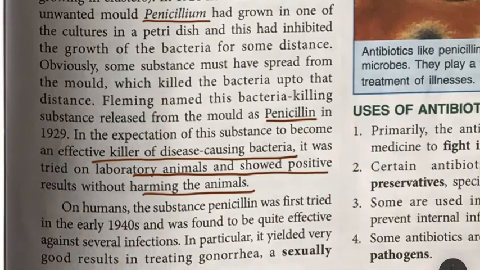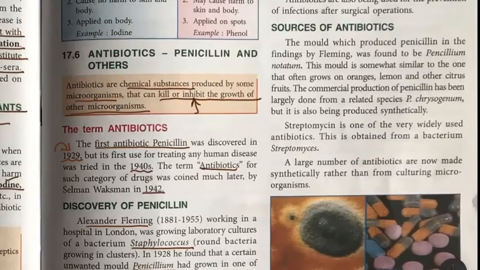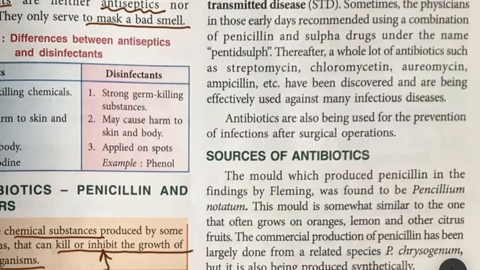On humans, the substance penicillin was first tried in the early 1940s, and it was found to be quite effective against different infections. So it yielded good results treating a sexually transmitted disease known as gonorrhea. That is a bacterial disease. The full form is sexually transmitted disease, abbreviated form is STD.